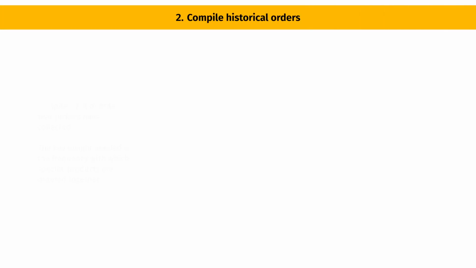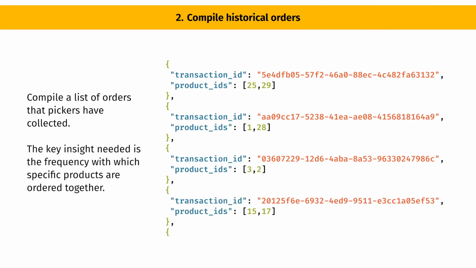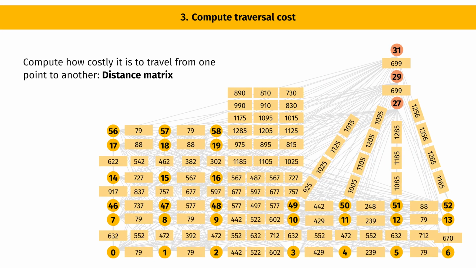Second, historical order data is compiled from transaction logs. This reveals which items customers typically purchase together, valuable information for clustering them in nearby slots and reducing unnecessary walking time. Third, traversal costs are computed by building a distance matrix. This shows precisely how expensive it is to move between any 2 points, factoring in physical distance, time, or even path congestion.